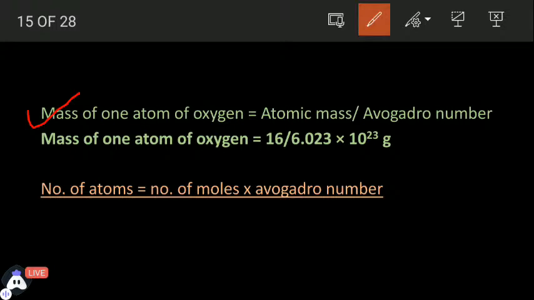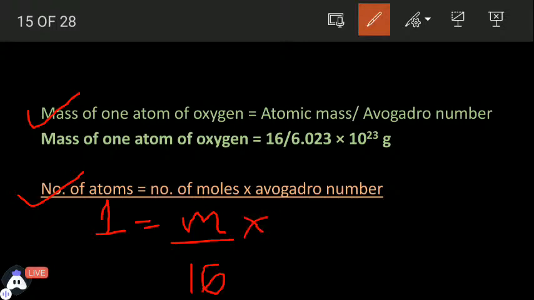The second formula is number of atoms is equal to number of moles into Avogadro number. Now they have given you one atom of oxygen, so we will take number of atoms as 1. Number of moles is mass in grams upon molar mass. What is the molar mass of oxygen? Yes, that is 16. And it is into Avogadro number, and its value is 6.023 into 10 to the power 23. That is the value of Avogadro number.